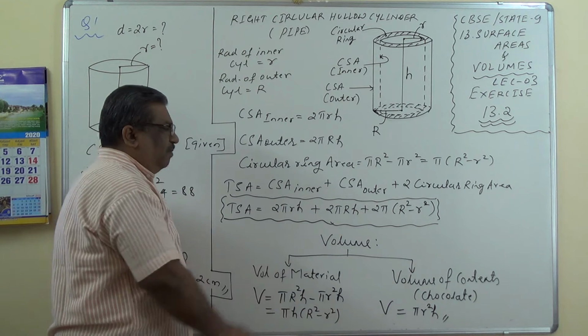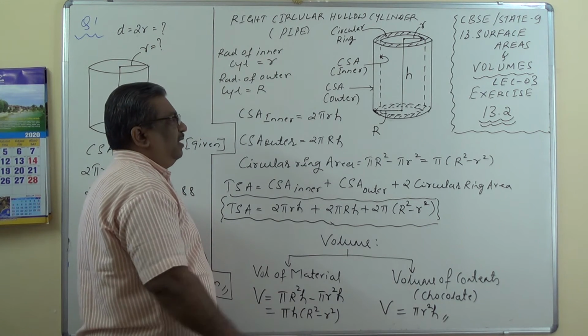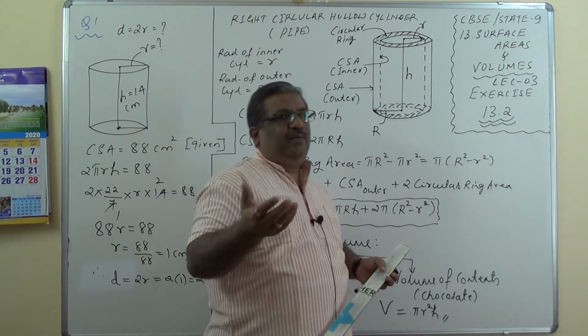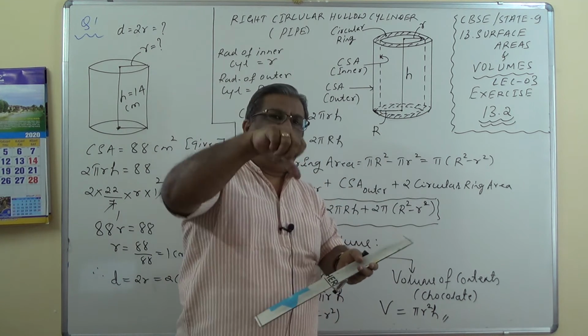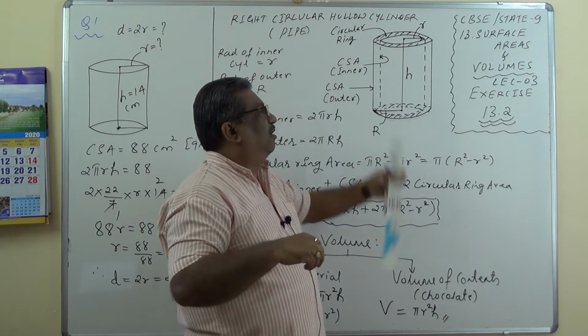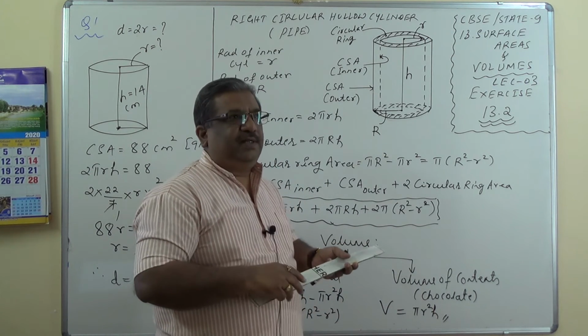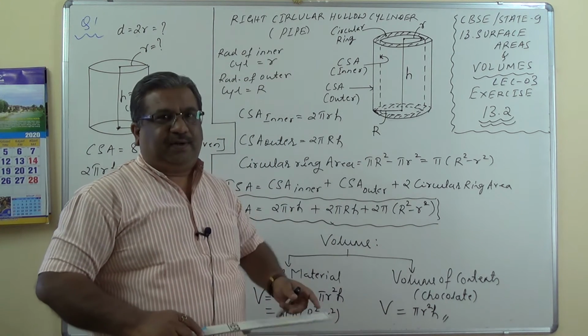With regard to volume, there are two volumes here. One is the volume of the material and the other is the volume of the contents. The meaning is you close the bottom here and pour water into this hollow pipe. So what is the volume that it can hold? That volume is referred to as the volume of the contents.